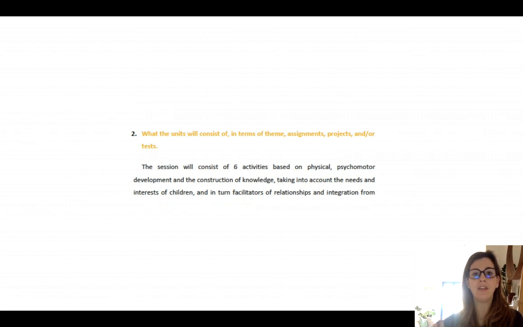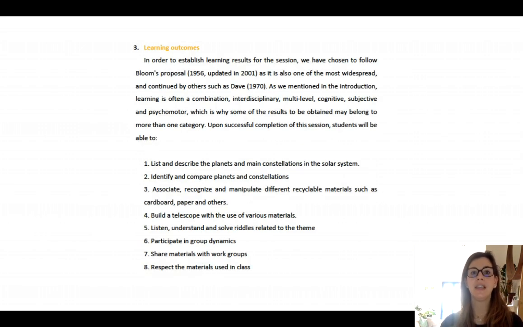So what the unit will consist of, they go through explaining the theme, the assignments, and the projects. They explain the 6 activities and how they're divided up for first graders, right? Basically, they explain the theme, the assignments, the different activities they're going to be doing throughout the unit, right? And then they include the learning outcomes, right? They include the learning outcomes at the very beginning, but then you'll see later on that they include them in their lessons.